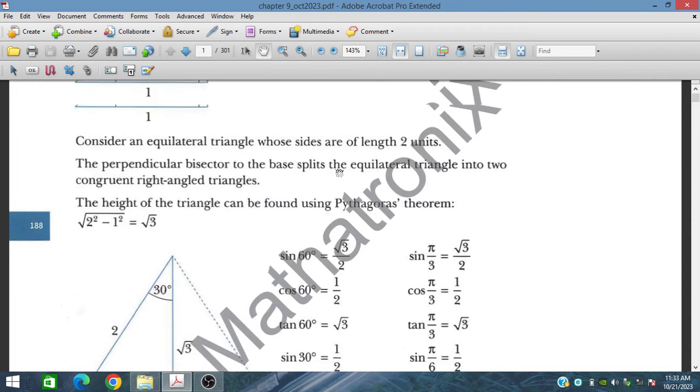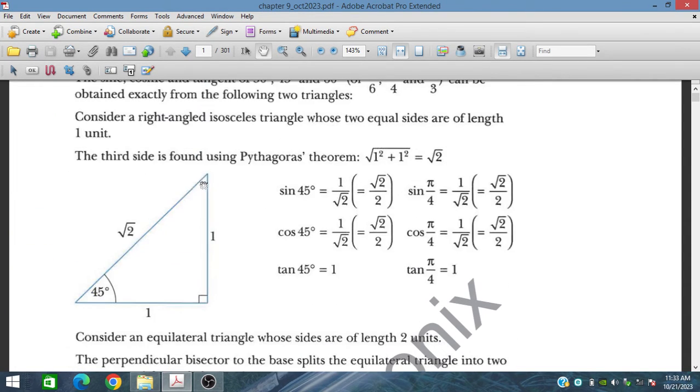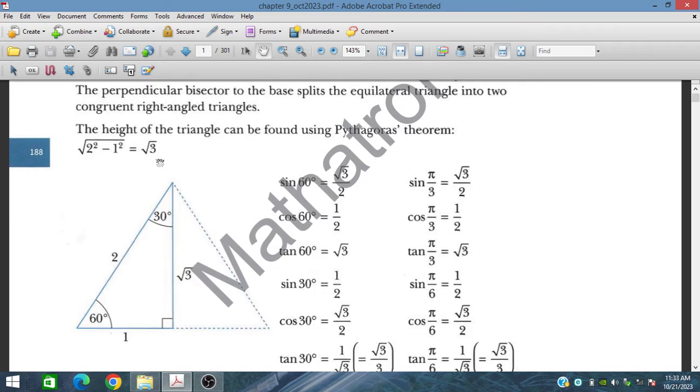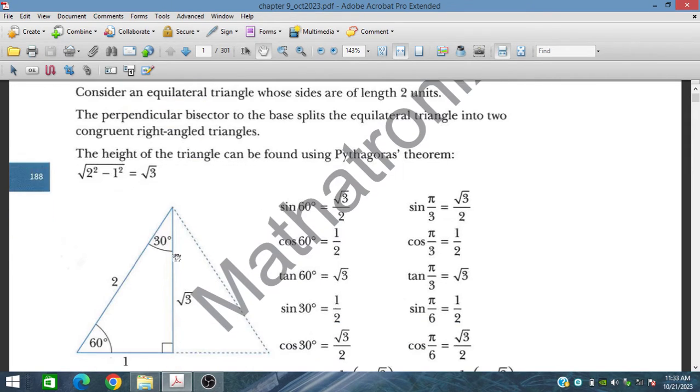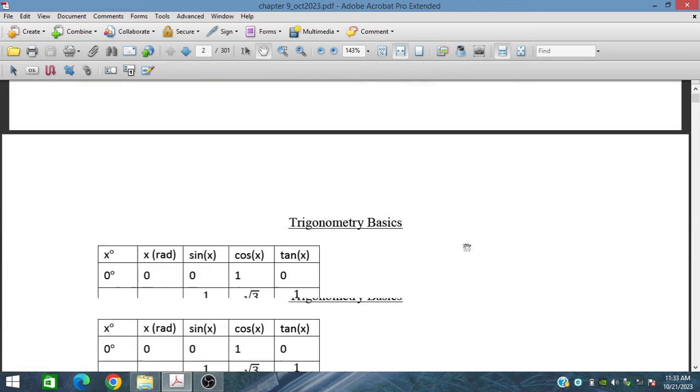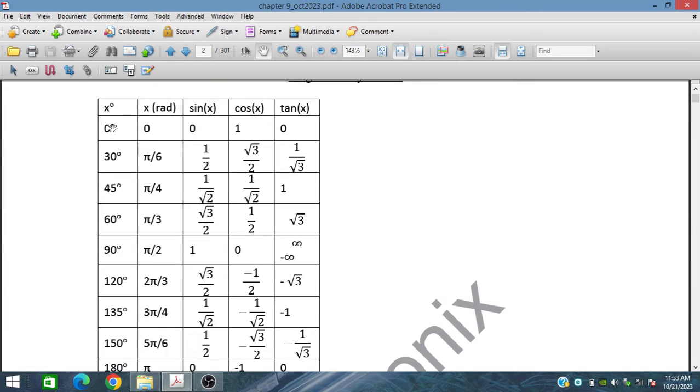So from this relation, an equilateral triangle, we have obtained the 45 degree, 30 degree and 60 degree relation of sine, cosine and tangent. Now we are extending it to other values.